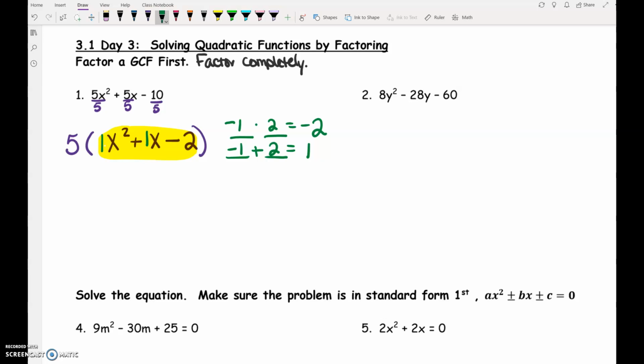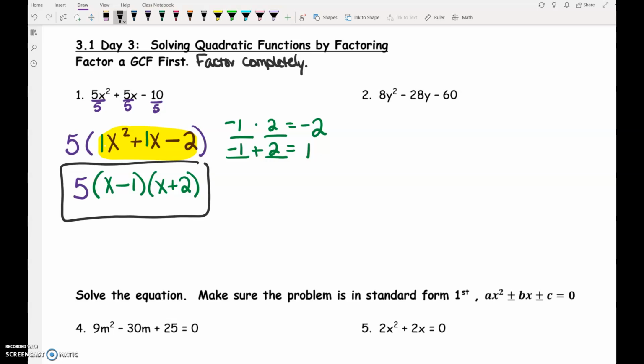And because the number in front of the x squared is a 1, this is the simple type of factoring where we can just drop those numbers directly into the parentheses and call it done. We just have to remember that there was a 5 in front, and our fully factored form is 5 times the quantity x minus 1 times the quantity x plus 2.